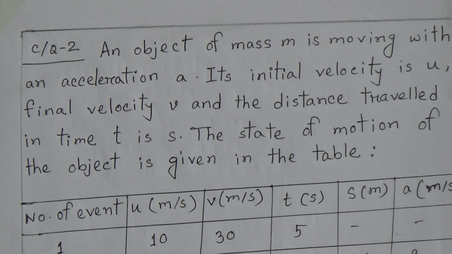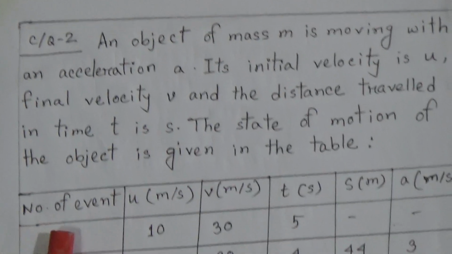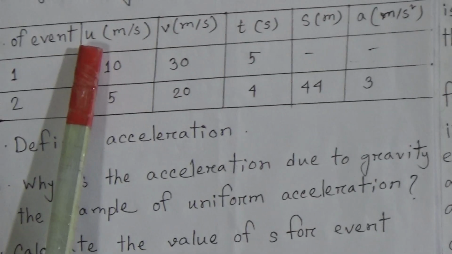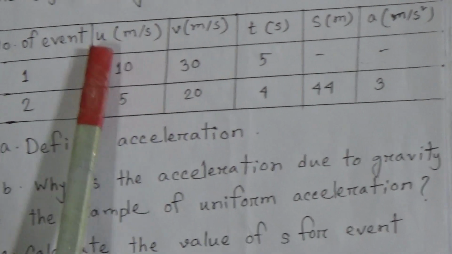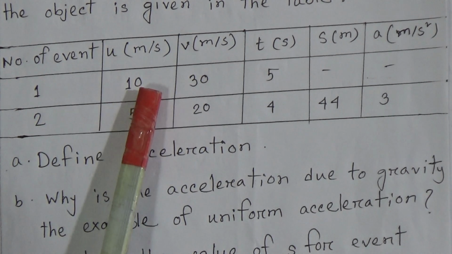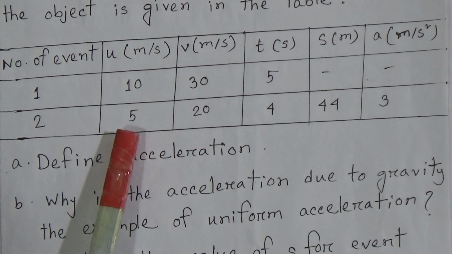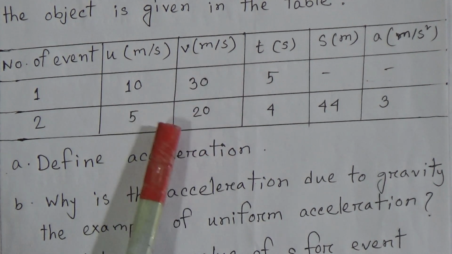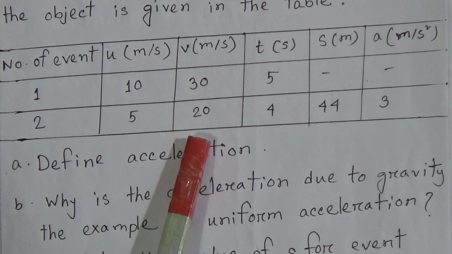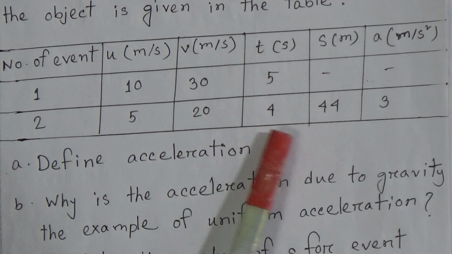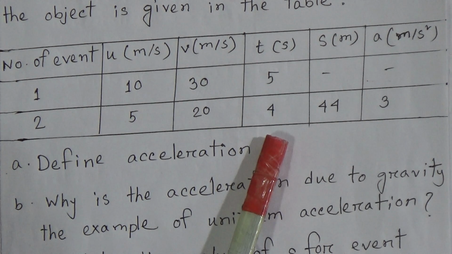This is the table. Events given: event number 1, event number 2. This is u in meter per second, the initial velocity. For event number 1, initial velocity is 10, and for event number 2, initial velocity is 5. For event number 1, final velocity is 30, and for event number 2, final velocity is 20 meter per second. For event number 1, time is 5 seconds, and for event number 2, time is 4 seconds.